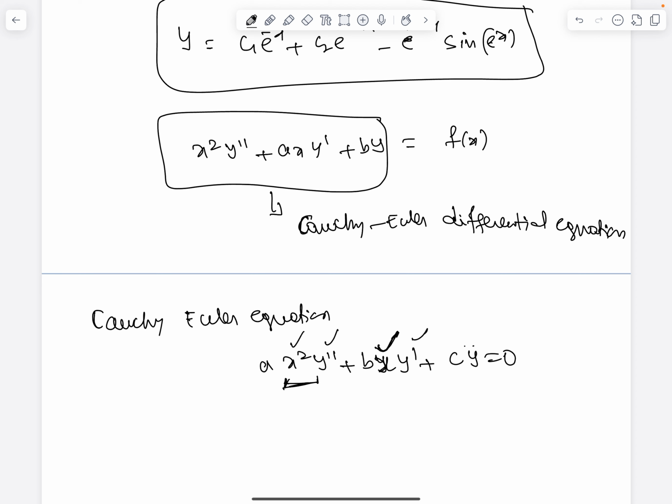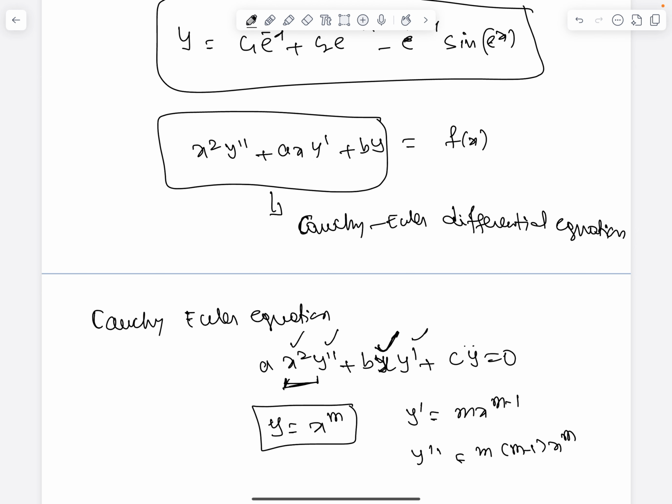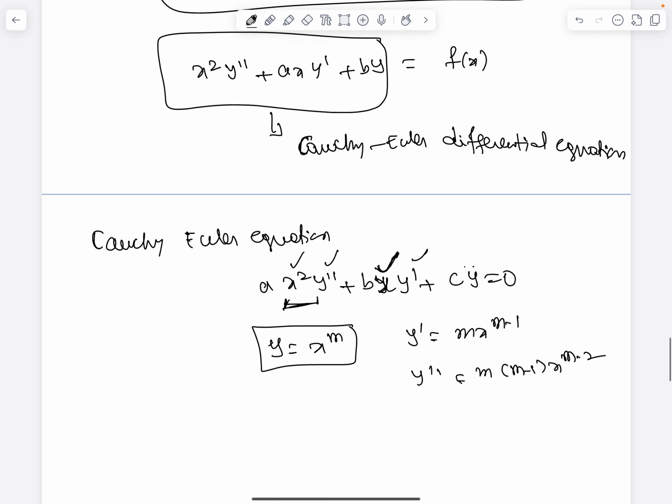To solve these specific equations, we assume y is equal to x^m as the solution form, and y' is equal to m x^(m-1), y'' is equal to m(m-1) x^(m-2). Substitute in the given differential equation, and you will have [a m(m-1) + b m + c] x^m is equal to 0.